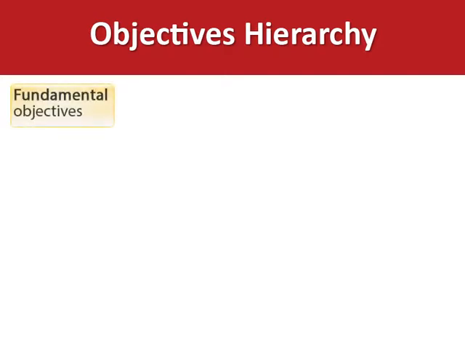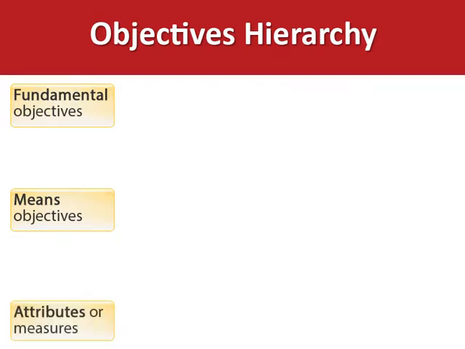The first step in using multi-criteria decision making is to define an objectives hierarchy. Now, it's a hierarchy in the sense that at the top we have these fundamental objectives, and then the next layer down we have what are called means objectives, and then finally at the very bottom we have attributes or measures, things that actually have units that we can count and enter into our matrix.